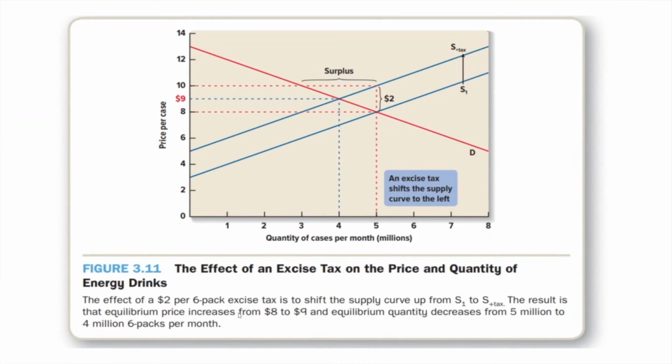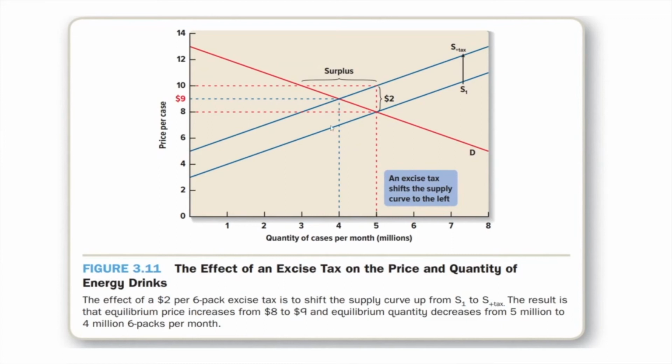The result is the equilibrium price will increase from $8 to $9. You can see the equilibrium price was here, and when this shifts up by $2, it effectively causes the equilibrium price to move up. You see that it's gone up to $9. So we see that the net effect in terms of the quantity per cases is from 5 to 4, which is really what it's intended to do, right? We want to impose the tax so people won't buy as much. So we do see a reduction in the amount of product that's sold.